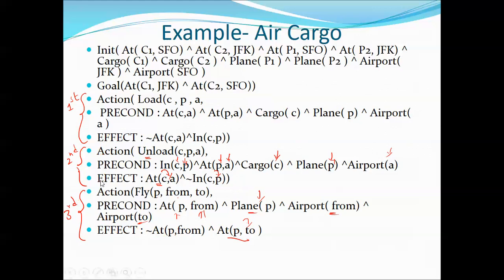Now what actions do you have to do? That we have to find out. We have these rules available. Now this is our initial state. If you want to reach this goal state, what actions should we do? First we should load. Load what? Load(C, P, A).